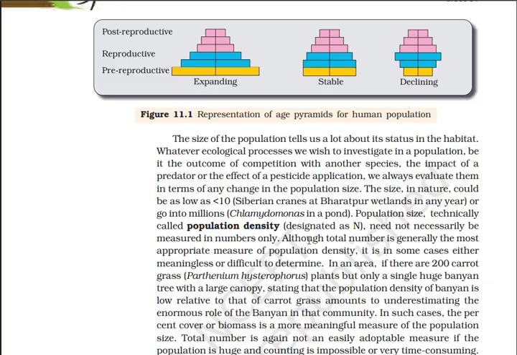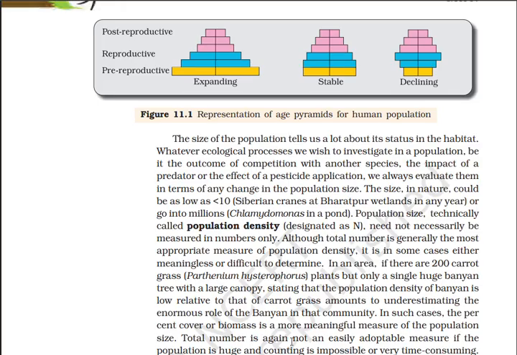Although the total number is generally the most appropriate measure of population density, it is in some cases either meaningless or difficult to determine. In an area, if there are 200 carrot grass, Parthenium hysterophorus, plants but only a single huge banyan tree with a large canopy, stating that the population density of banyan is low relative to that of carrot grass amounts to underestimating the enormous role of that banyan in that community. In such cases, the percent cover or biomass is a more meaningful measure of the population size.